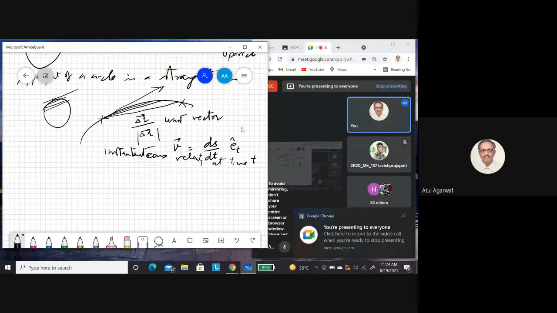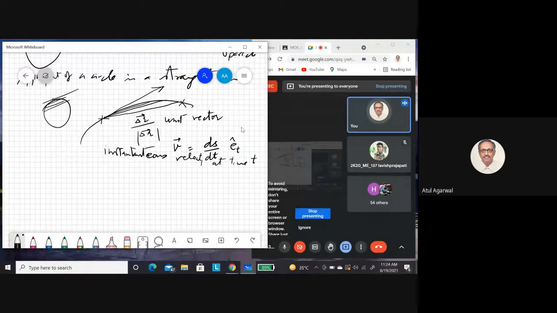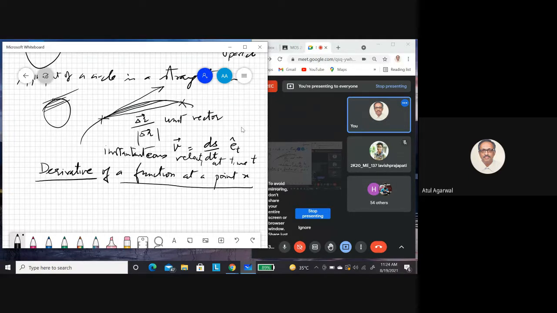Any doubt? Is it okay? So let me talk a little bit about derivative. What do you mean by derivative of a function at a point x? So you define it, you represent by f prime x, or df by dx, is equal to limit delta x tending to 0, f of x plus delta x minus f of x upon delta x.